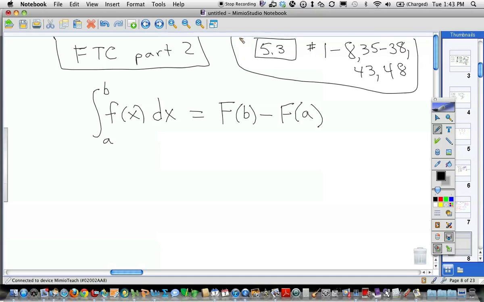Then we'll pick up and we'll talk about those. We'll finish the rest of section 5.3. We'll do those LH ones that we have left there, and then the quiz will be on Thursday.